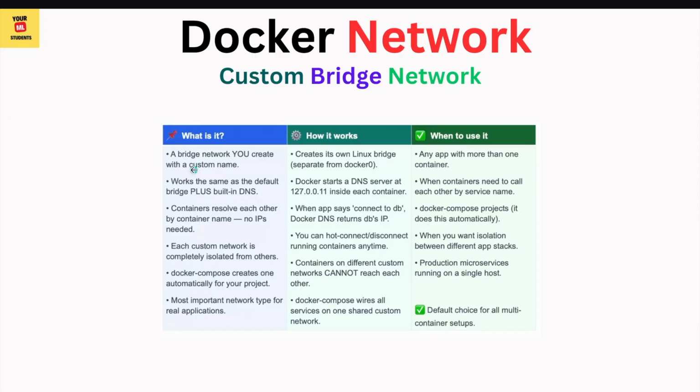You create it with a custom name. You can give a new name, and that is called a custom bridge network. Works the same as the default bridge plus built-in DNS. Now it has DNS. Okay, containers resolve each other by container name, no IP needed. So whatever container name you give, you can communicate through that. You don't have to use IPs. And each custom network is completely isolated from the others, and we know that already.